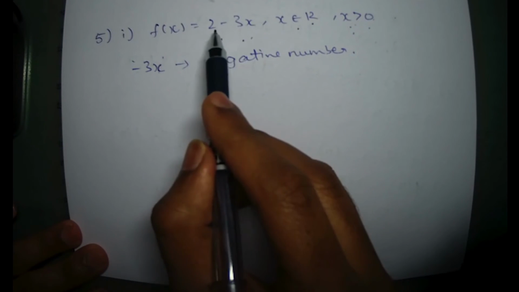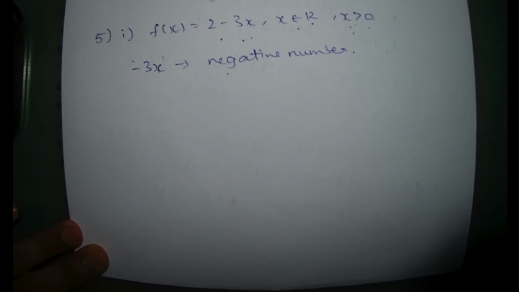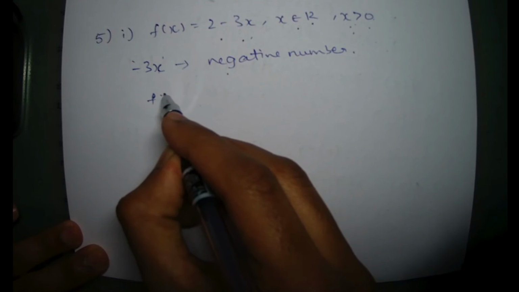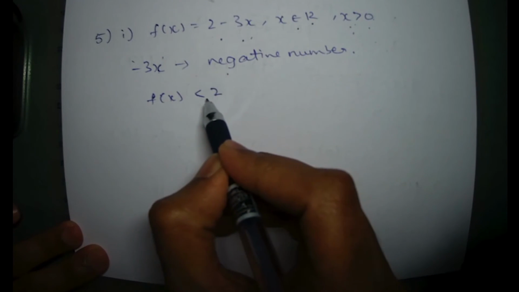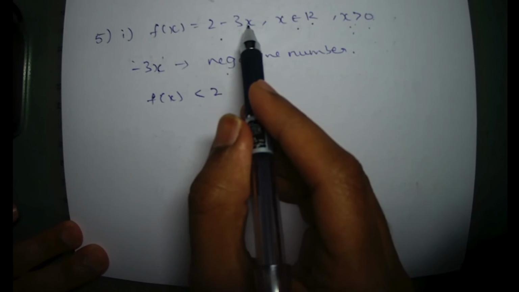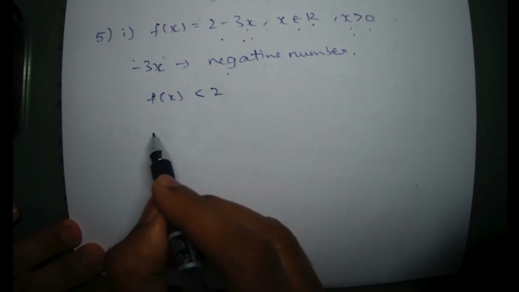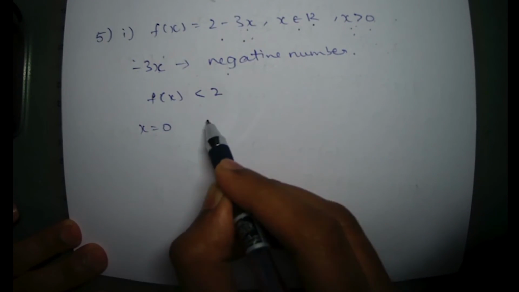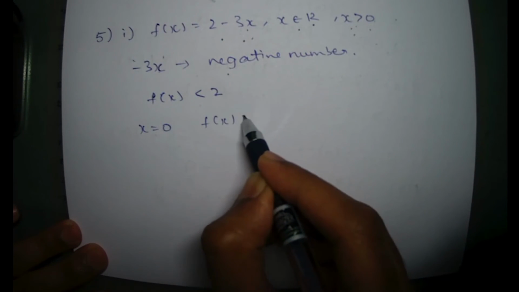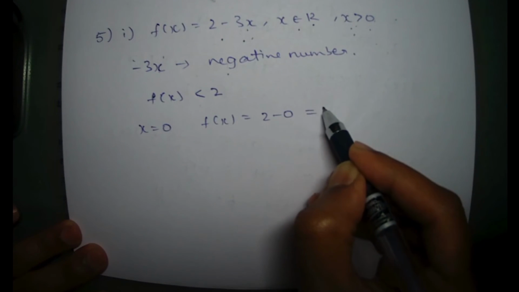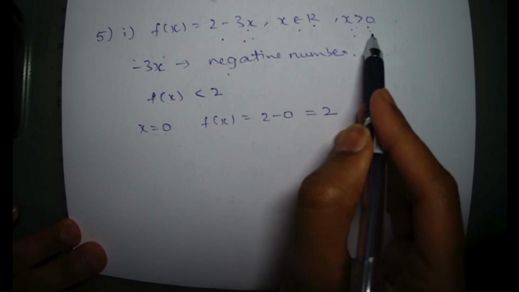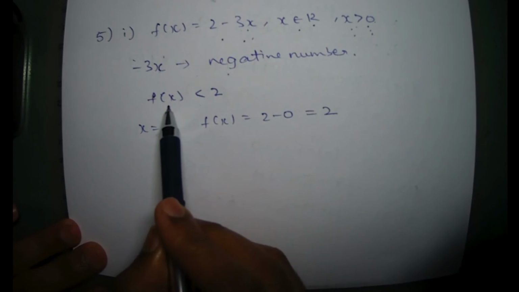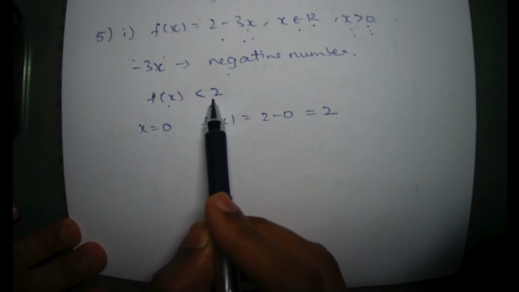And this negative number is being subtracted from 2. So you can tell that f of x will always be less than 2. It cannot be equal to 2, because if it's equal to 2, then we have x is equal to 0. Let me write here, if we take x is equal to 0, then we get that f of x is equal to 2 minus 0, which is equal to 2. But we cannot take x is equal to 0 because x is defined as greater than 0. So all the values of f of x will be less than 2.